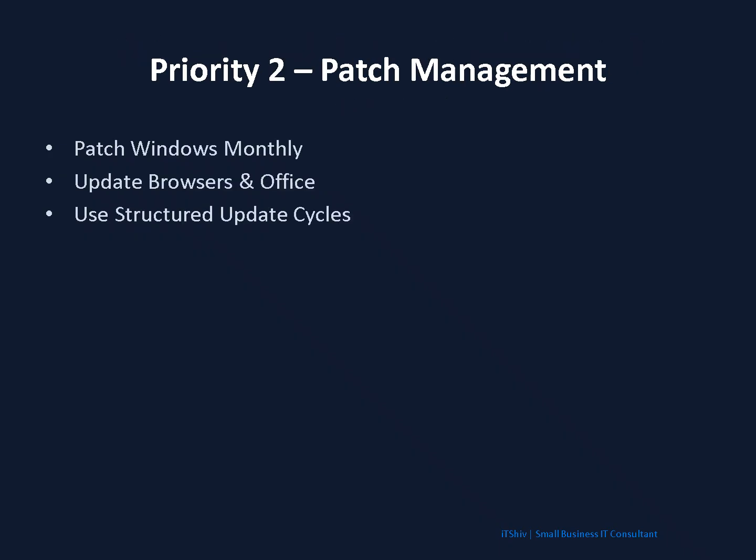So unpatched systems can be exploited daily. So patch management: monthly Windows patching, you can do critical patching daily, update browsers and Office, use structured updates. Because Windows has Patch Tuesday, make sure you have a batch of test machines that you do updates on. And for browsers and other things, there's always some application out there that you can use.